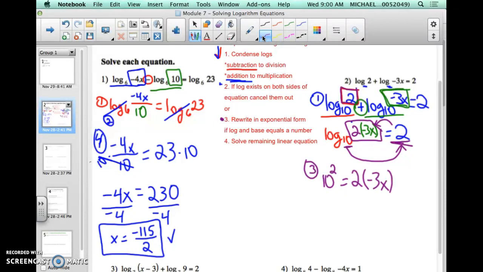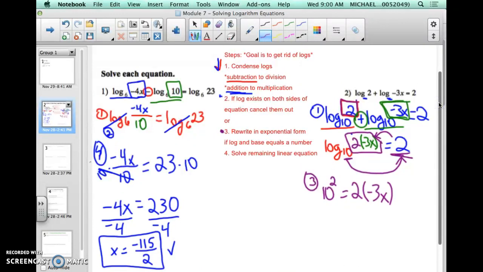I'm done with step 3. I rewrote it in exponential form. Now I can move on to step 4, solve the remaining linear equation. And if you notice, I said at the beginning of this video, the goal is to get rid of logs. In number 1, I got rid of logs in step 2 here. I canceled logs out on both sides. In number 2, I got rid of logs in step 3 here by rewriting it in exponential form. So I've accomplished that both times.